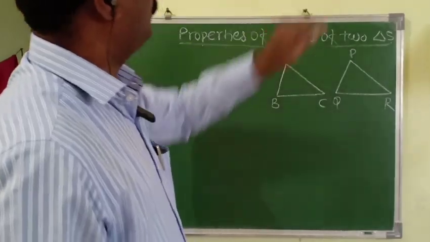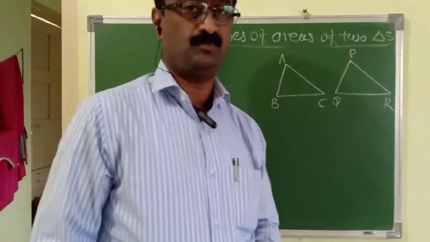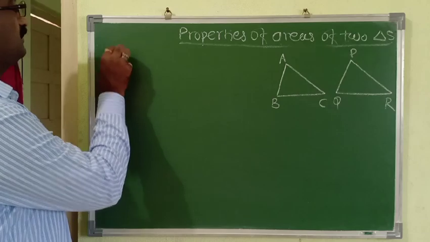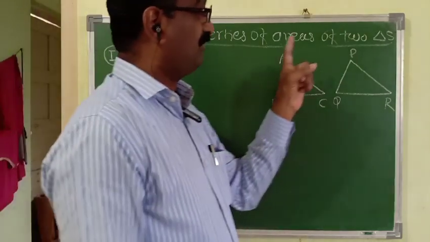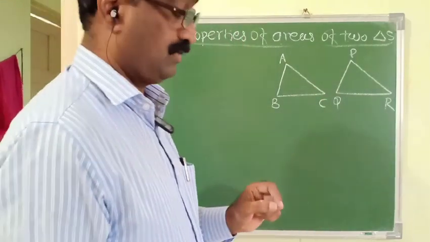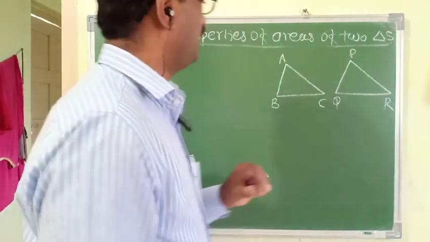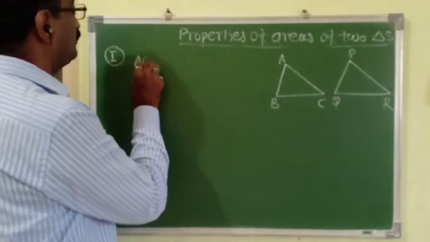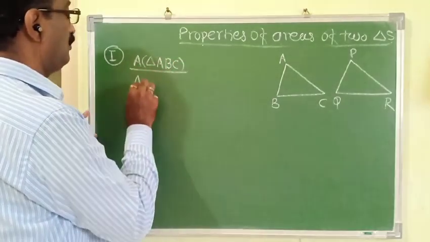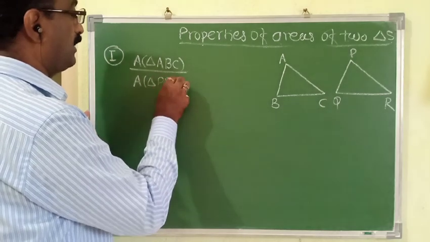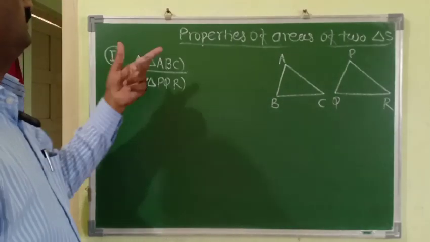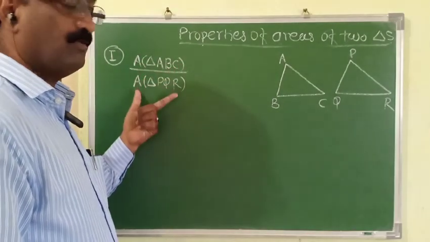Then what is that first one? We have to learn three properties. Among these three properties, see the first property. What is that first property? The ratio of areas of two triangles. That is area of triangle ABC upon area of triangle PQR. So this is the ratio of area of triangle ABC and area of triangle PQR.